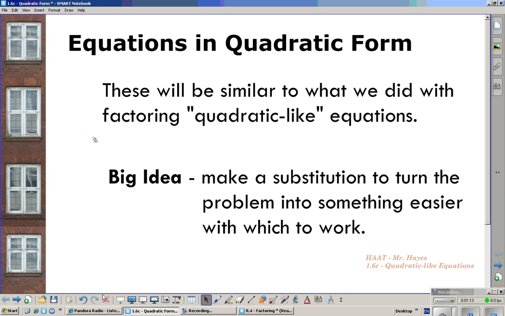Okay? So again, same big idea. You're making a substitution to turn a problem into something easier with which to work. One of our overarching themes of the year is bending math to your will, making it do what you want to do, or looking at a simpler problem, figuring that out, and then applying what you know. Both of those apply here. So I'm going to walk you through a couple examples and then turn you loose because, again, you did this back in R4. It shouldn't be that big of a surprise.